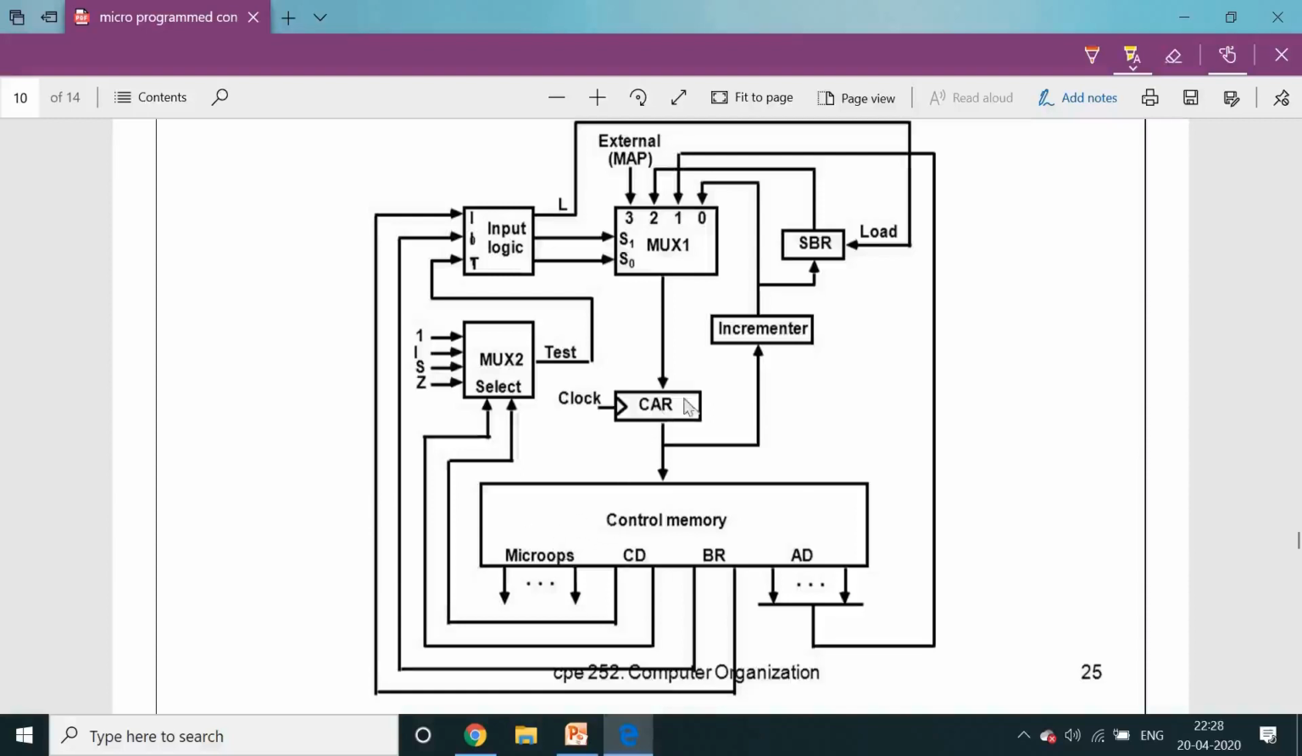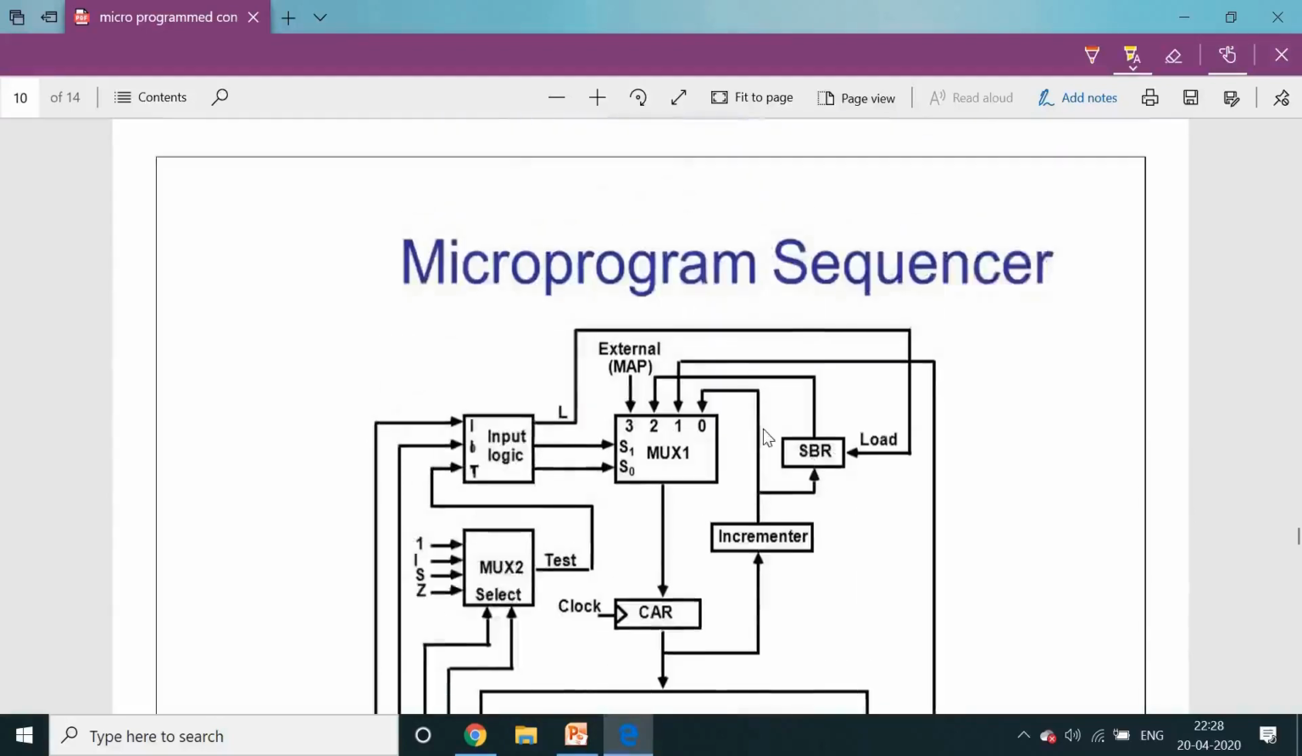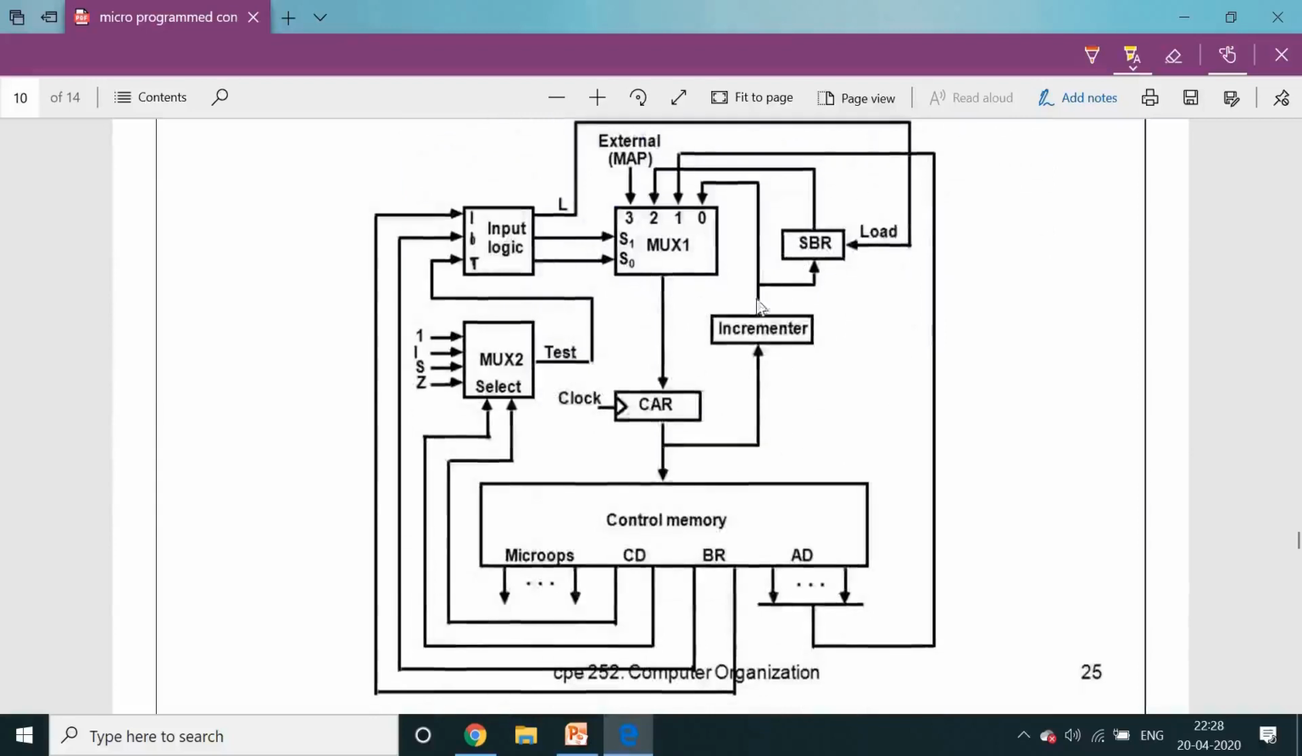How does the control address register generate the next address? The control address register is incremented: whatever address is there, previous address plus 1 is added, and the result is stored into the incrementer. The same incremented value is stored into the subroutine register. So the incrementer is one source and the subroutine register is another source. This is input 0 of multiplexer 1, and this is the second input of multiplexer 1.